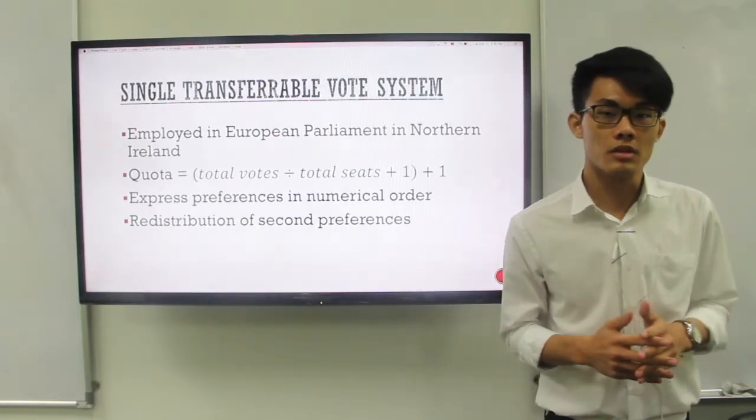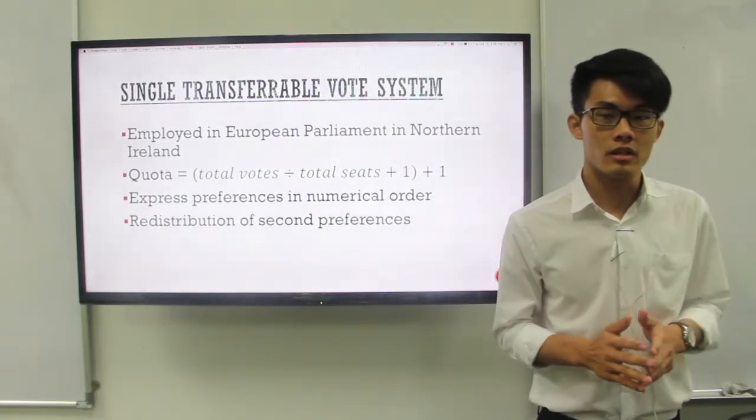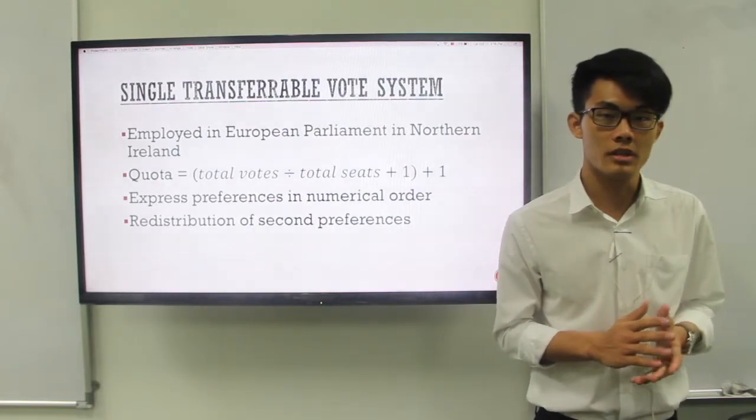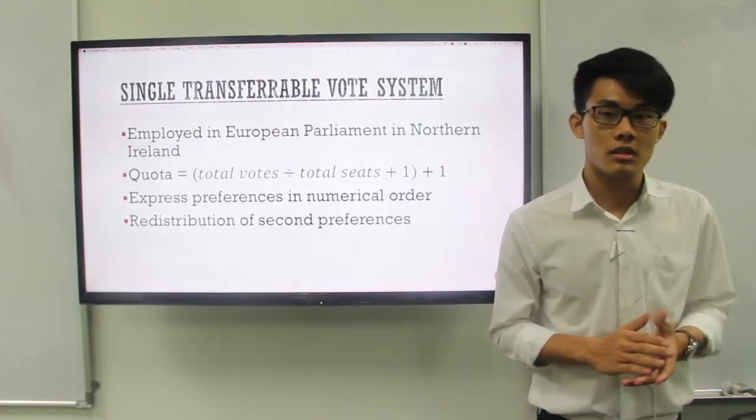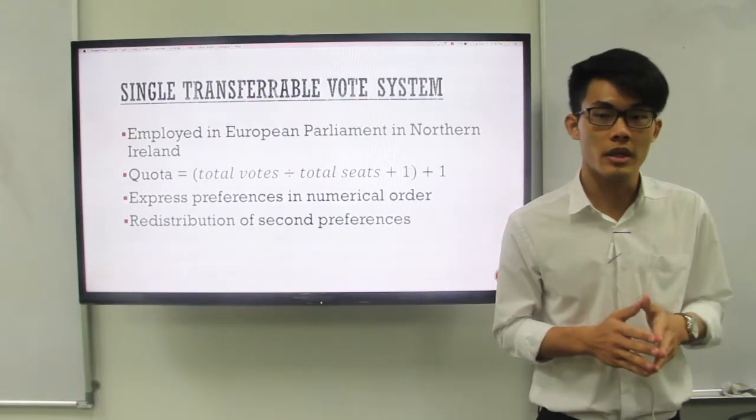The candidate who polls the lowest number of votes is eliminated, and the votes for that candidate are distributed among the other remaining candidates in order of preferences expressed. This process of elimination continues until the quota is reached and all 5 required members are elected.